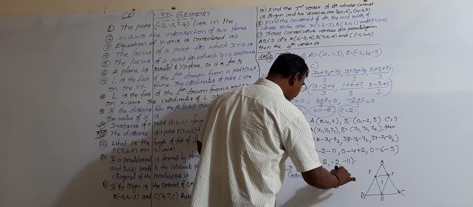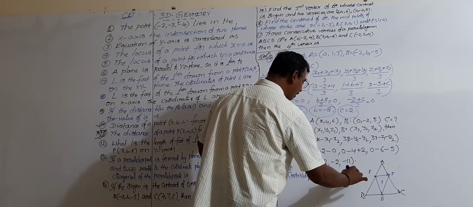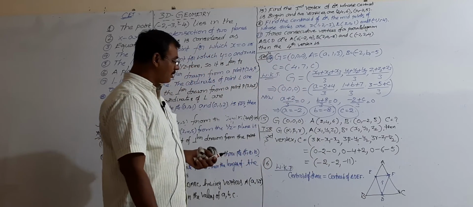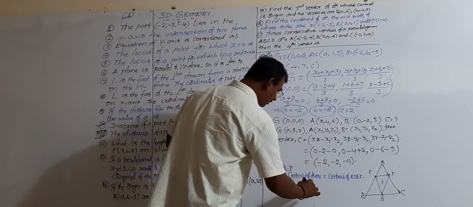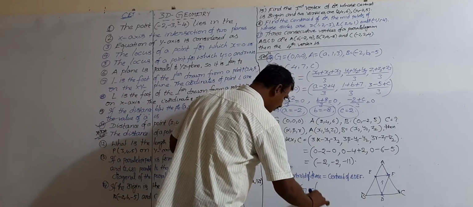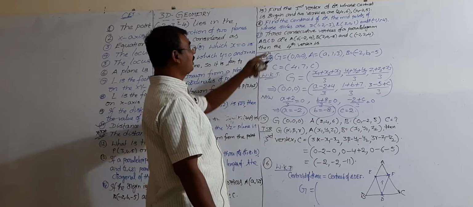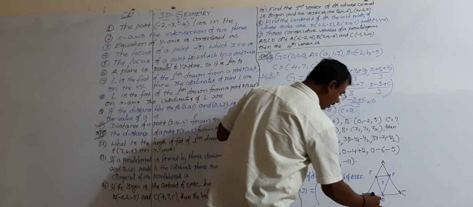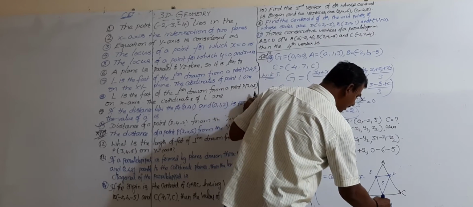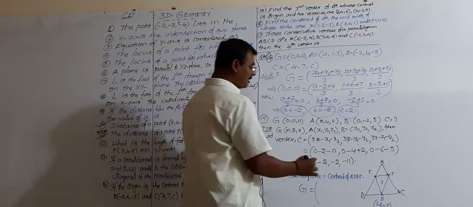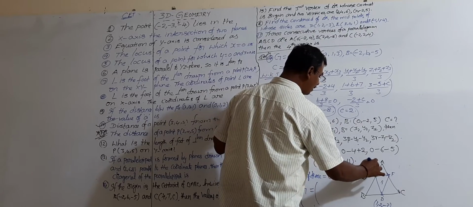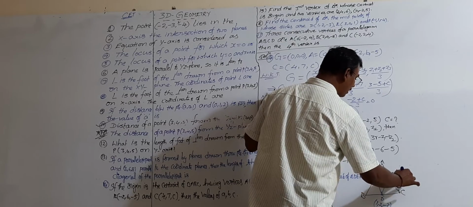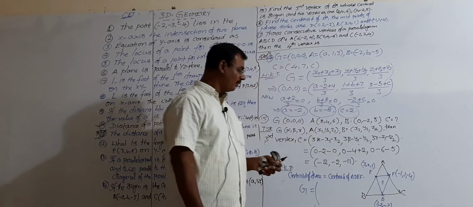Centroid of triangle DEF. Keep this in your mind. According to this result, we find the centroid G. The midpoints given are D(1, 2, -3), E(3, 0, 1), and F(-1, 1, -4).